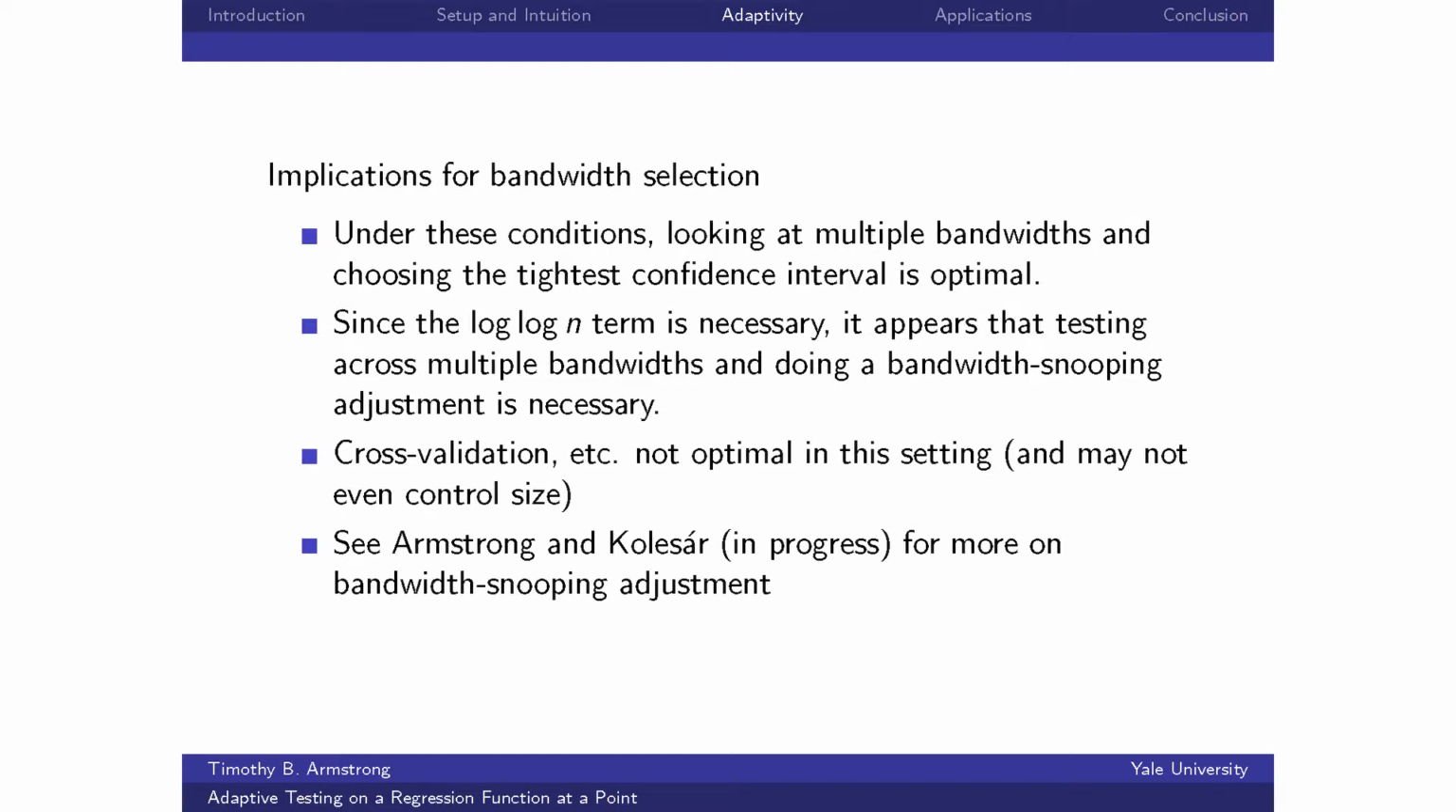there's a sense in which the best thing that you can do is look at all of the bandwidths in this range, see what they give you, and then use the interpretation that you get from monotonicity to pick the best one. So in particular, cross-validation and all these other things that work well for global estimation might not even control the size, and they can't be optimal in this setting. So you can think of this as a justification for what Michael and I are proposing in this work in progress, where we say that you should compute this snooping adjustment. This is saying there are cases where you just have to snoop.